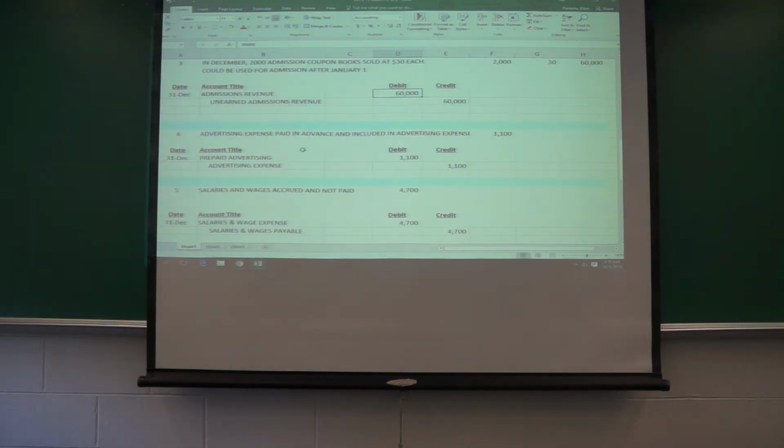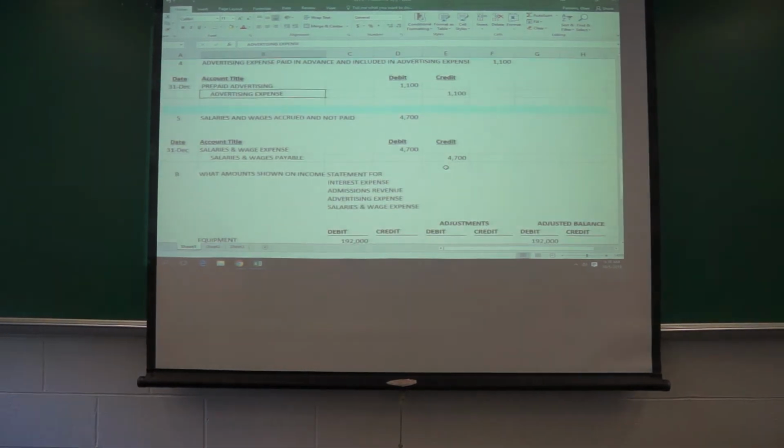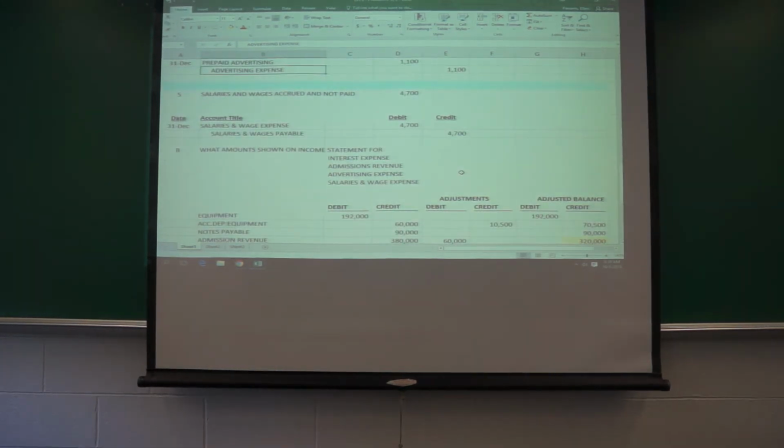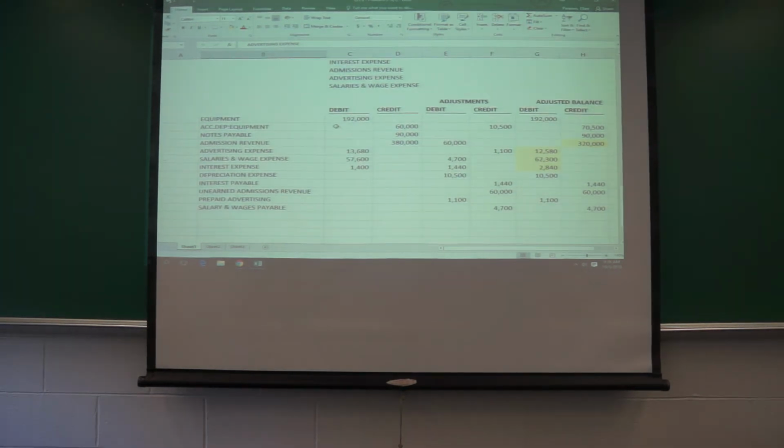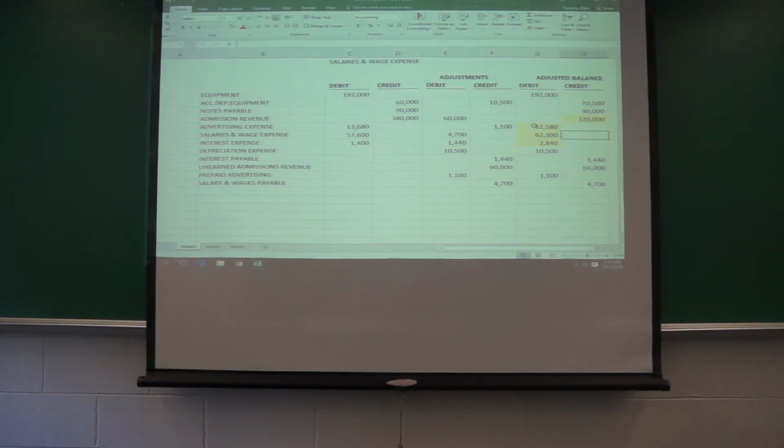Advertising was paid in advance and was included in advertising expense. So here we have to say, okay, that was actually prepaid, not used up yet, and we reduce our advertising expense. Salary and wages payable, fairly straightforward. They want to know what amounts would be shown on the income statement for each amount. So for this, I start out with the beginning balances that were given. These are the various adjustments that were made, and then you can use the specific accounts that gives you the answers right there. Okay, so that was 5.